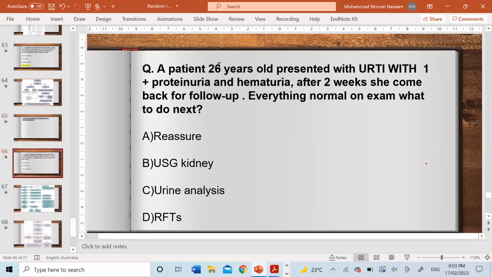All right. Next is that a patient is 26 years old, presented with upper respiratory tract infection with +1 proteinuria and +1 hematuria. After 2 weeks, you called her for follow-up. You find out everything is normal in the exam. What is the next thing you want to do in this patient in the follow-up? Reassure, do ultrasound of the kidney, do urine analysis, or do RFTs to find out the function of the kidneys.